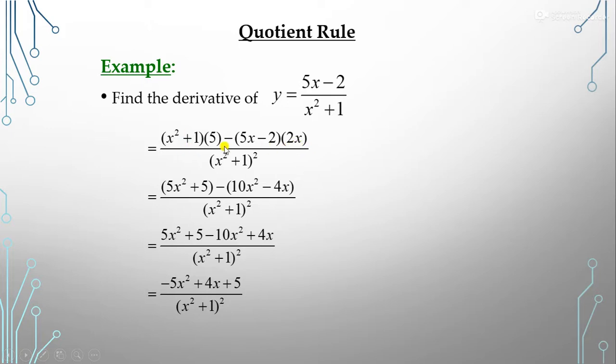Clear? Now simplify it. When we multiply, that is 5x square plus 5, minus, multiplying 5x by 2x gives 10x square, minus 4x, and again we simplify it. This becomes 5x square plus 5 minus 10x square plus 4x, which becomes minus 5x square plus 4x plus 5 upon x square plus 1 whole square. So this is the differentiation of the function y with respect to x. Clear? I think now it is clear how to use the quotient rule and how to differentiate it.